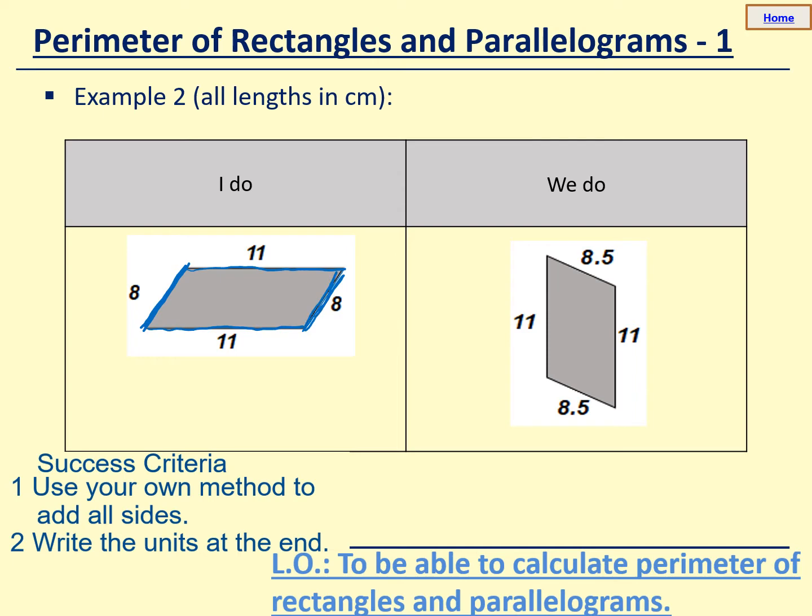And calculating the perimeter of parallelogram is the same as with the rectangle. I will use my favorite method, which is 2 times 11, 22, so I've added these two, and 2 times 8, which is 16. So the answer is 38 centimeters. So the perimeter of this parallelogram is 38 centimeters. Now pause the video and have a go at next question yourself.